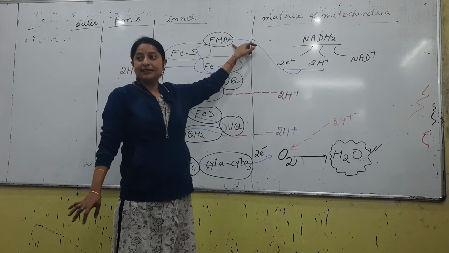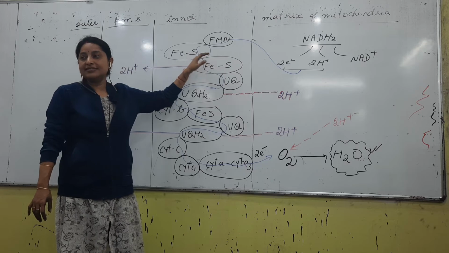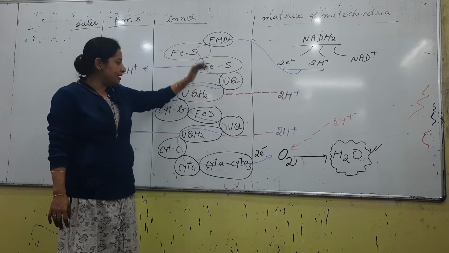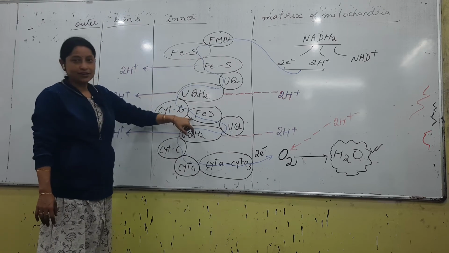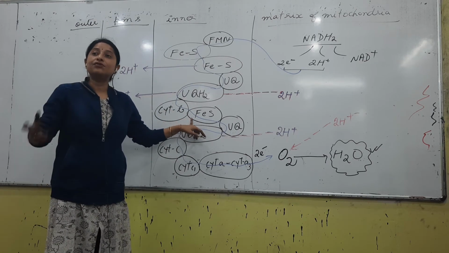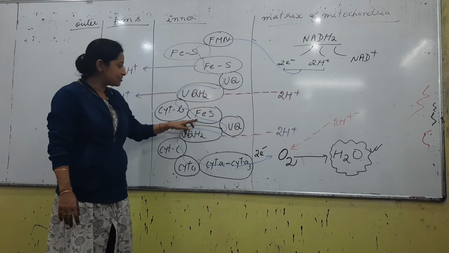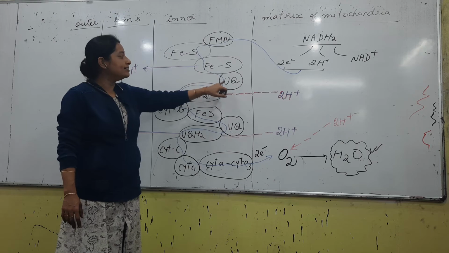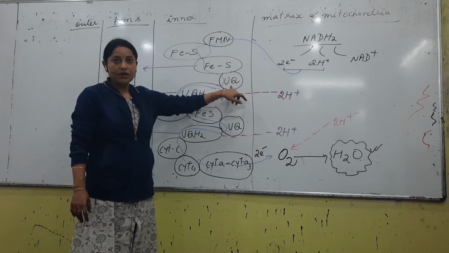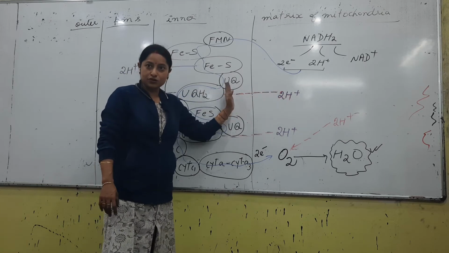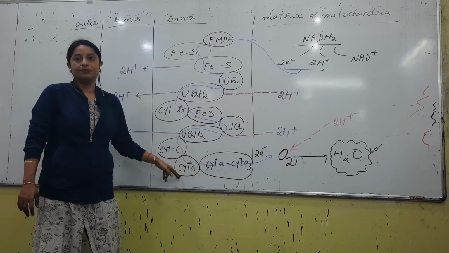In the next complex there is FeS. FeS will transfer the electrons to ubiquinol. Once ubiquinol takes in the electrons, it becomes excited. It takes up the protons, gets reduced, pushes the protons out, and transfers the electrons.